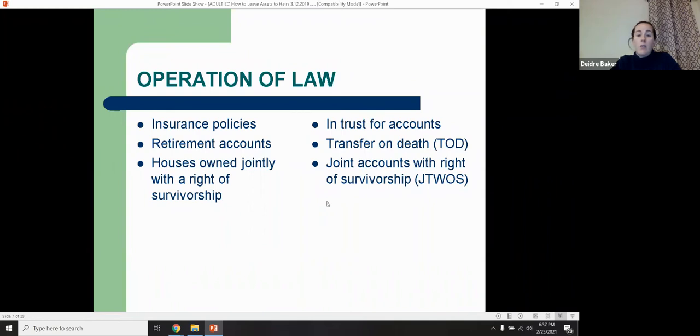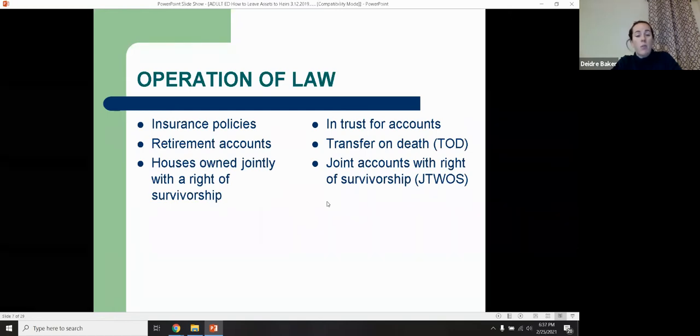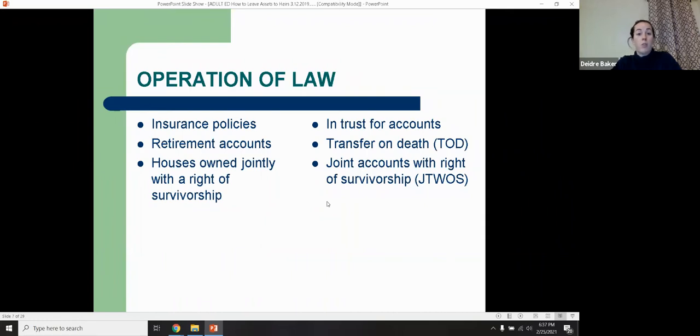A TOD or transfer on death account or an in trust for account are basically accounts that when you establish the account, you're putting it in trust for the benefit of somebody else. You reserve the right as the owner to make changes to that during your life, but at your passing, whoever you have designated as your beneficiary will automatically inherit that asset. Rather than waiting for the court, as we just described through intestacy, here, the beneficiary simply needs to go to the financial institution, prove that they're the named beneficiary, present a death certificate, and collect the proceeds of the account.